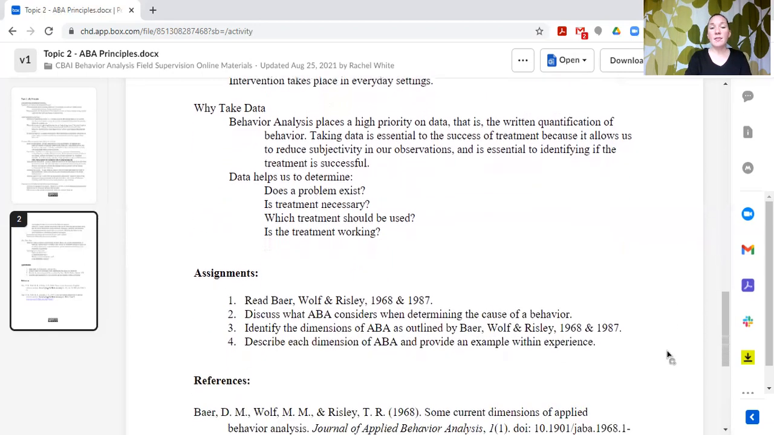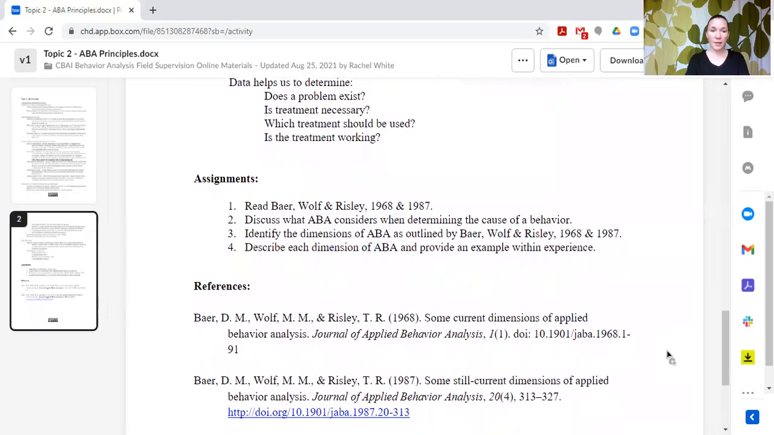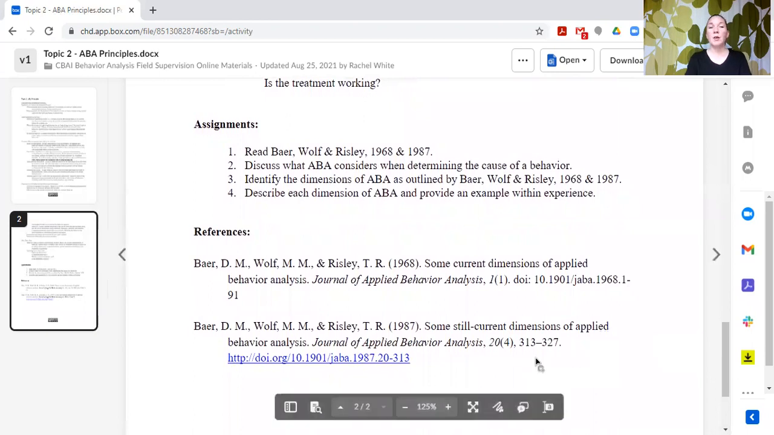So then the assignments would be reading the Baer, Wolf, and Risley 1968 and 1987 articles. Discuss what ABA considers when we're determining the cause of behavior. Identify the dimensions of ABA as outlined by Baer, Wolf, and Risley. And describe each dimension of ABA and provide an example within your experience. And there are the references for that.